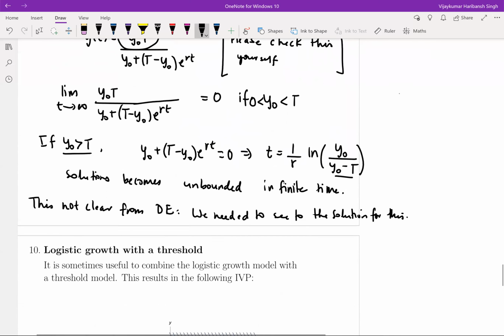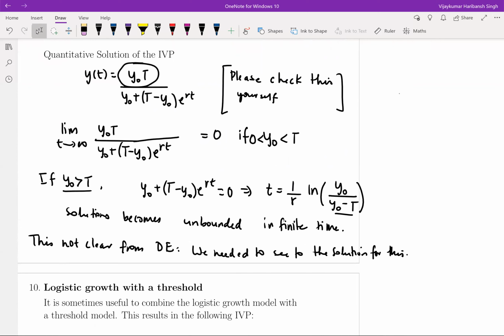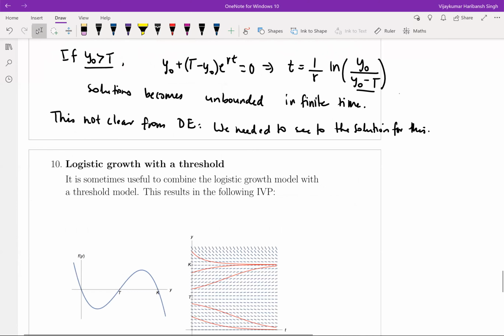So again, such a model is not a good model. If your y0 is greater than t, it's like saying that if the initial value of the population is beyond this critical threshold, then the population blows up. Again, that is not a realistic model. So what we'll do is combine the logistic growth with the threshold model and get the next model, which is a logistic growth with threshold model. Of course, the name indicates it.